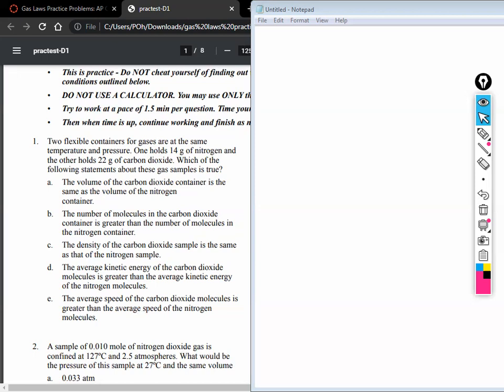Alrighty guys, so hopefully you're able to think about that very briefly and hopefully you understand what's going on. But let's go over this problem together, okay? So I'm just going to draw some things on the side just so that we can visualize it. So basically it's saying that there's two containers of gas. One of them contains 14 grams of nitrogen. It says they're flexible, so I'll say that they're a balloon.